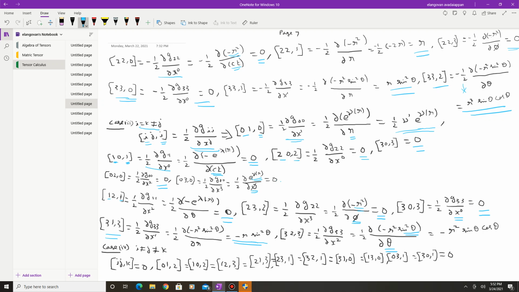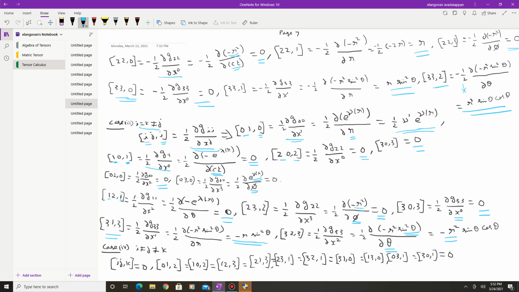So you have to take r square as a constant term, and you differentiate sine square theta. This is 2 sine theta cos theta. Already 2 is there in the denominator, so the 2 can be cancelled. So the final result is minus r square sine theta cos theta.